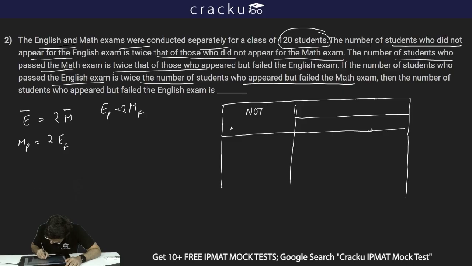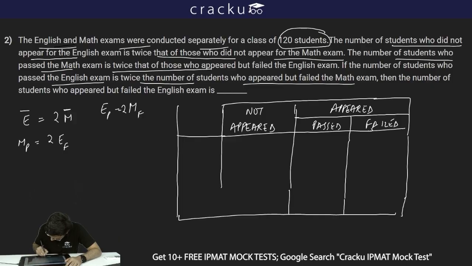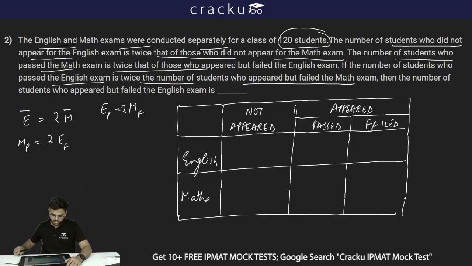This is not appeared and this is appeared. This is passed and failed. Either they would have appeared or they would have not appeared, and when they have appeared, either they will pass the exam or they will fail the exam. And the subjects are English and Maths, so we have two subjects. First of all, it is given the total number of students is 120. Total is 120.